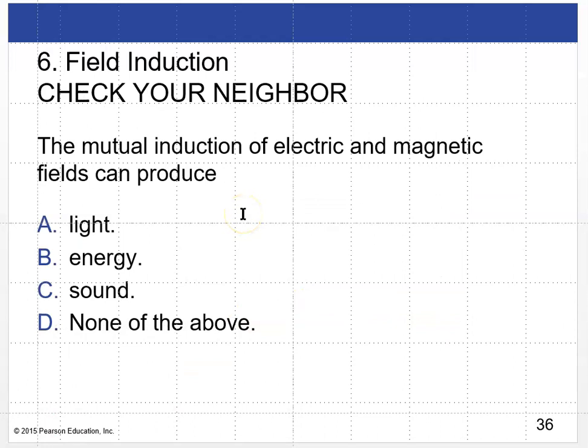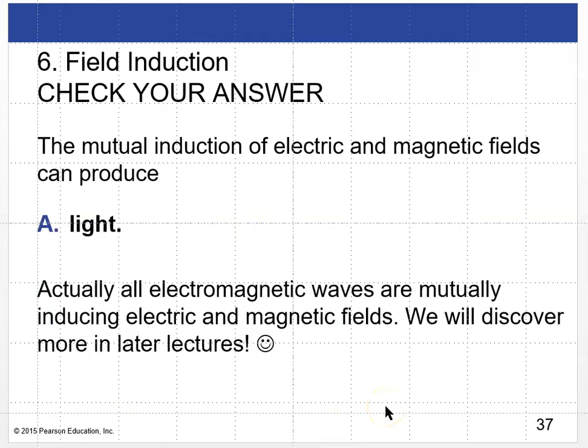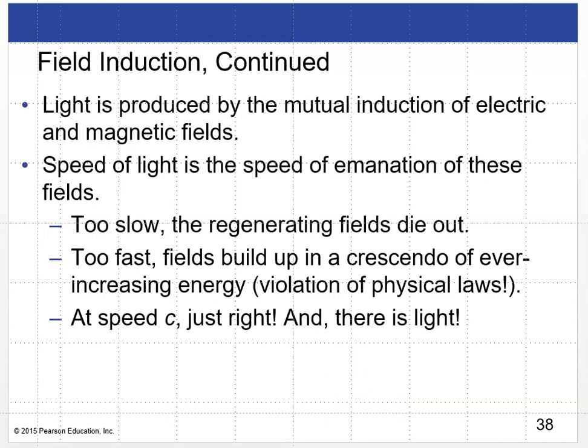The mutual induction of electric and magnetic fields can produce light. All electromagnetic waves are mutually induced electric and magnetic fields. We will discover more of this in later lectures. This is sort of one of those segue chapters.